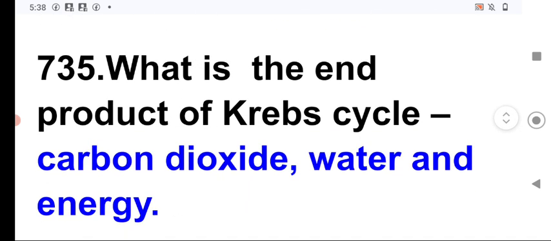Next question, what is the end product of the Krebs cycle? This is carbon dioxide, water and energy.